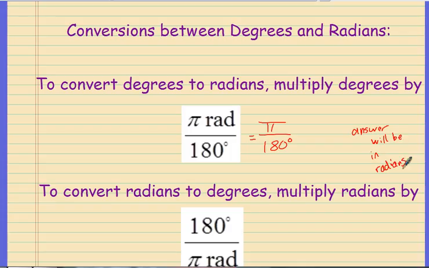So all you have to do is multiply by pi over 180 degrees, and your answer will be in radians. Now, what if I wanted to go from radians to degrees? Simple. You're just going to multiply by 180 degrees over pi. And in this case, your answer will be in degrees.